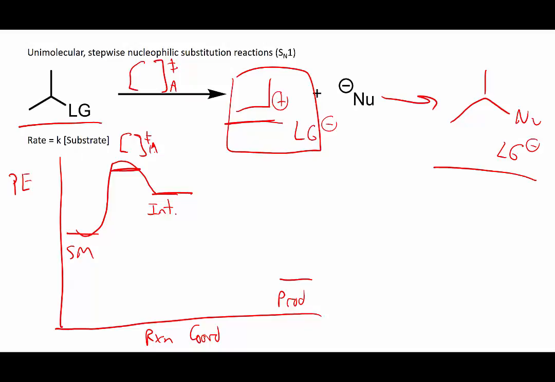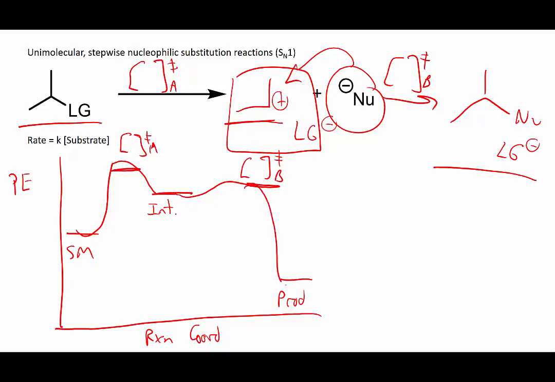As the reaction progresses, again, we're going to have a little bit of activation energy to have the nucleophile and the carbocation collide. So this second transition state B, which we will see here, will be slightly higher energy than our intermediate. And in the end, the new bond is formed, giving us back energy for the product. So again, we have two steps. The first step is here. The second step is here.